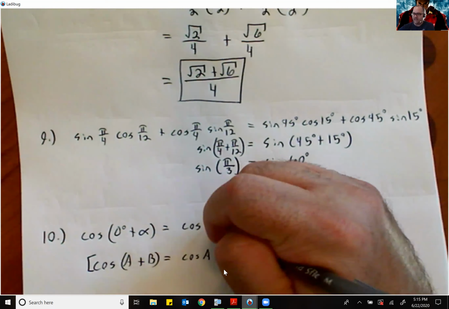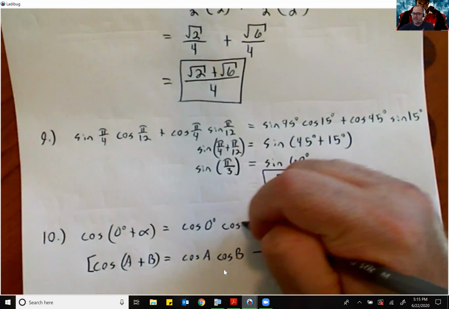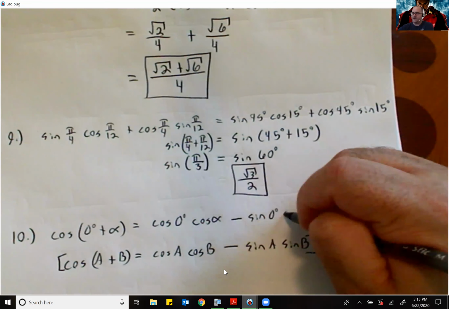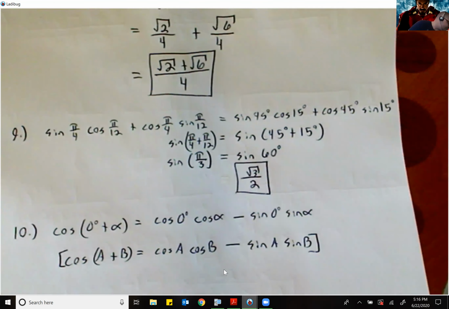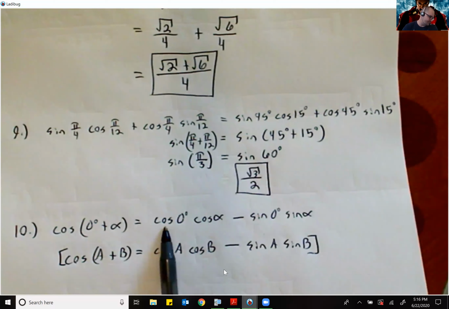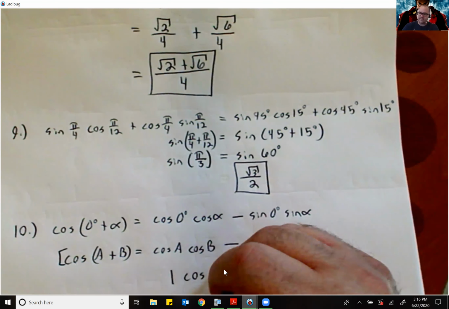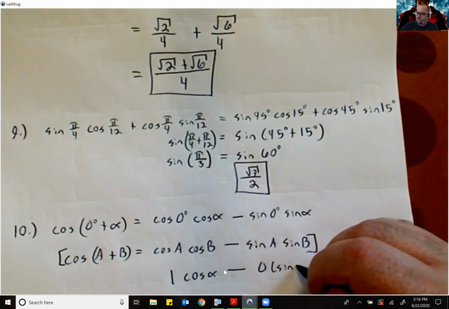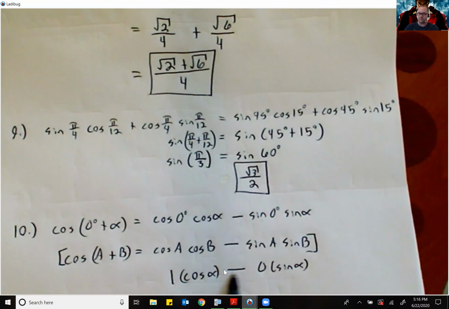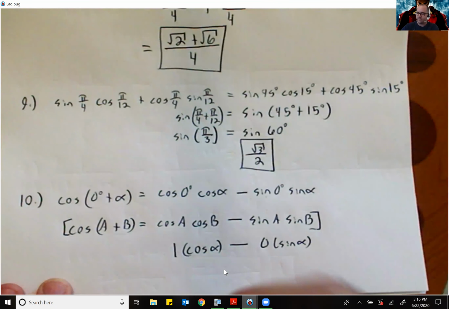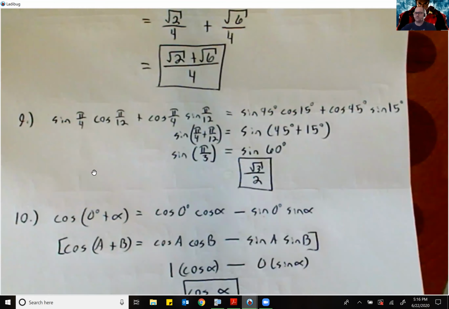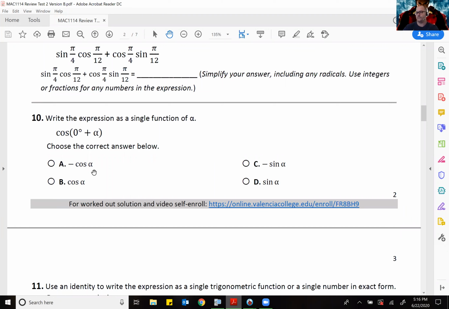So cosine of A is 0 degrees. Cosine of B is alpha, minus sine of A is 0 degrees. Sine of B is alpha. And so we just figure this information out. So cosine 0 is 1. This is going to stay because we don't know what alpha is. Minus sine of 0 is 0 times sine alpha. So 0 times this is just going to cancel it out. So this all just goes away over here. And what are we left with? 1 times cosine, which is just cosine alpha, which gives us the answer B. Okay.